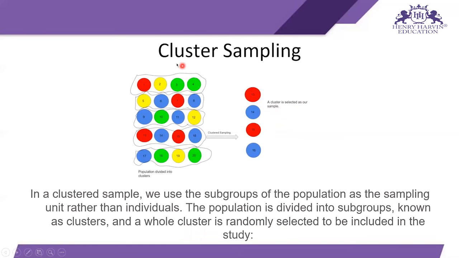Next comes the cluster sampling. As I have these 20 sample points and I make these clusters, I just take any one of these clusters. In a cluster sample, we use the subgroups of the population as the sampling unit rather than individuals. The population is divided into subgroups known as clusters, and the whole cluster is randomly selected to be included in the study. So we just select any of the clusters from the total data set. So this is all about cluster sampling.